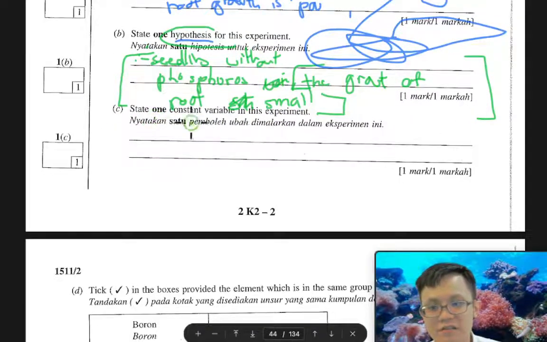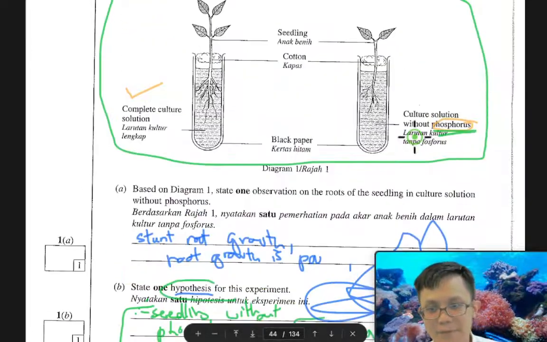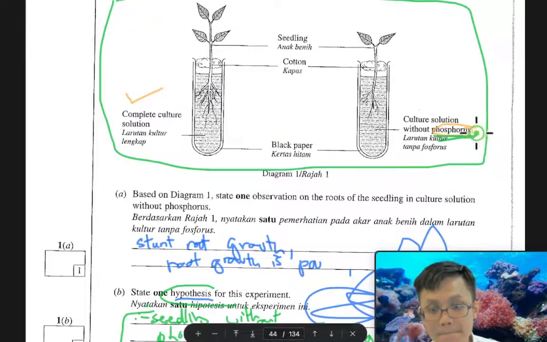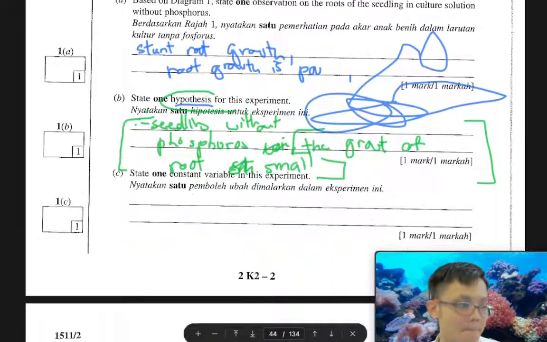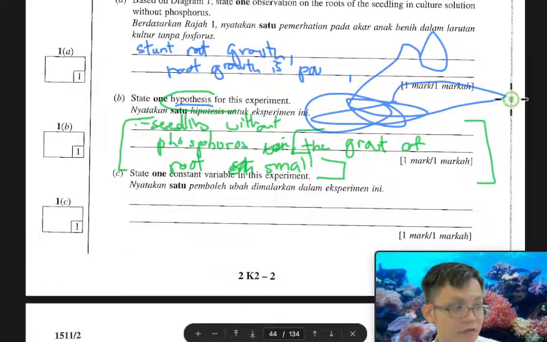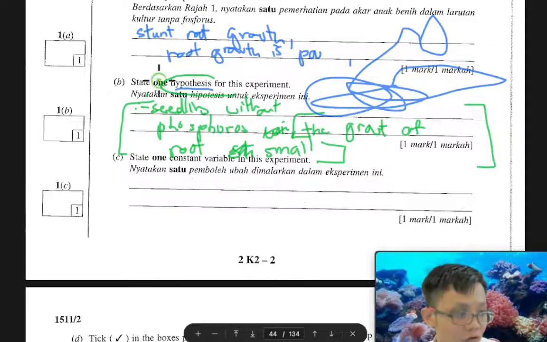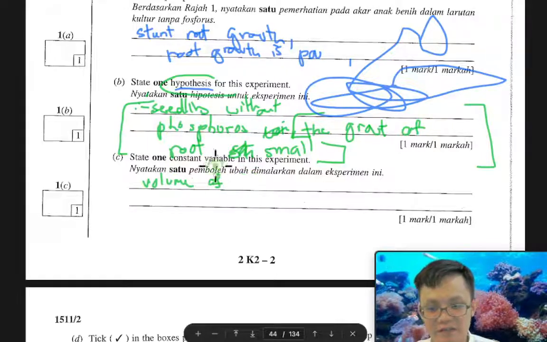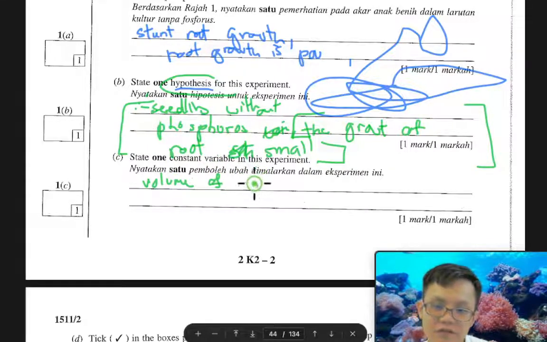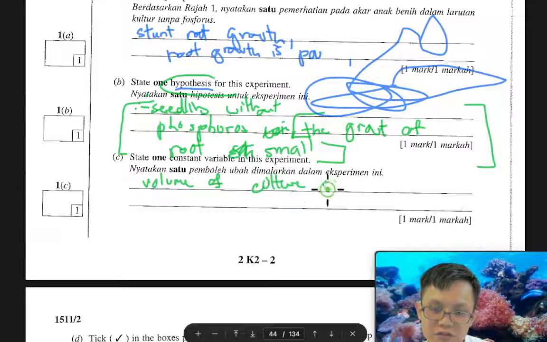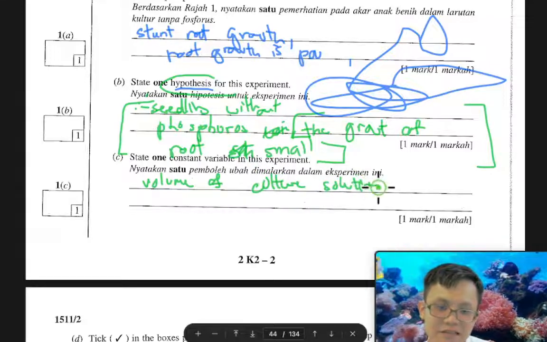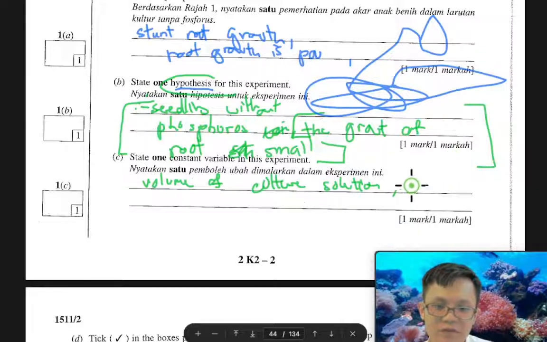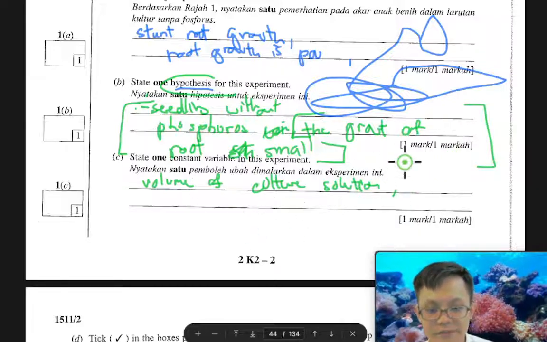State one constant variable in this experiment. What is the constant variable? Amount of water. Okay, so maybe I say volume of culture solution. Volume of water. Oh, okay. Which is more specific? What is another one? Volume of culture solution. But I don't think this is really that important. What is even more important for the constant variable?